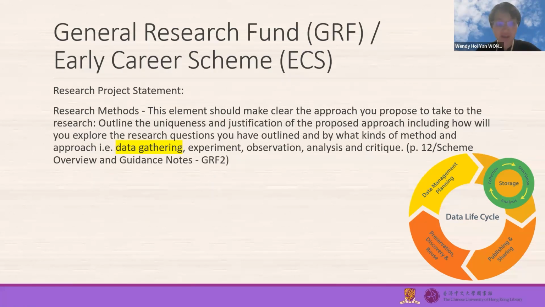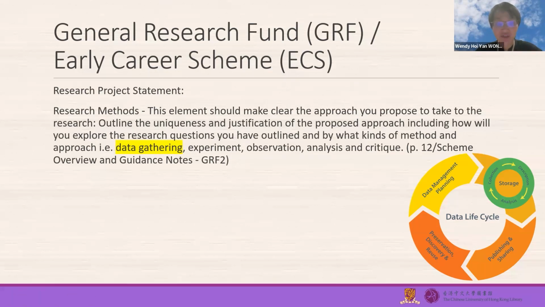On top of that, in the application forms of various funding schemes from UGC, there are already questions asking about how you will manage your data. For example, in the GRF and ECS scheme, the project statement guideline asks you to state how you will gather your data and do experiments, observation, and analysis and critique on your data. So this is asking how you work on your data throughout the research process.